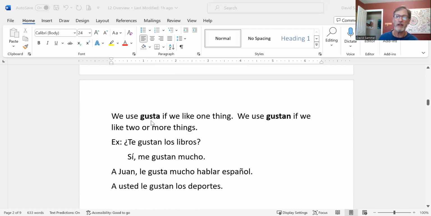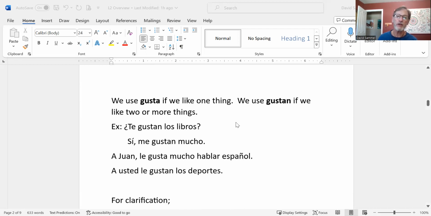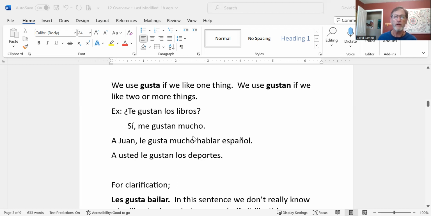If we like one thing, we use gusta. And if we like more than one thing, two things, three things, a million things, we say gustan. So here's a couple examples. ¿Te gustan los libros? Do you like books in general? Yeah, I like books. All of them. I like books, right? So that's plural. It's more than one. So we say gustan. Sí, me gustan mucho.